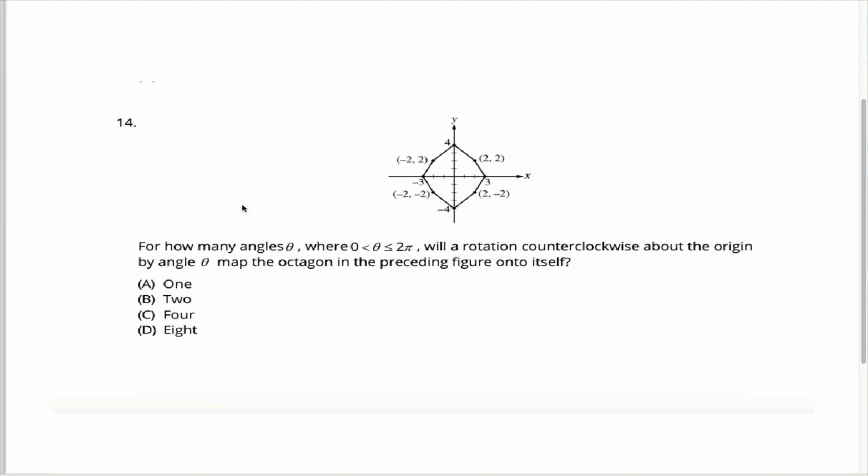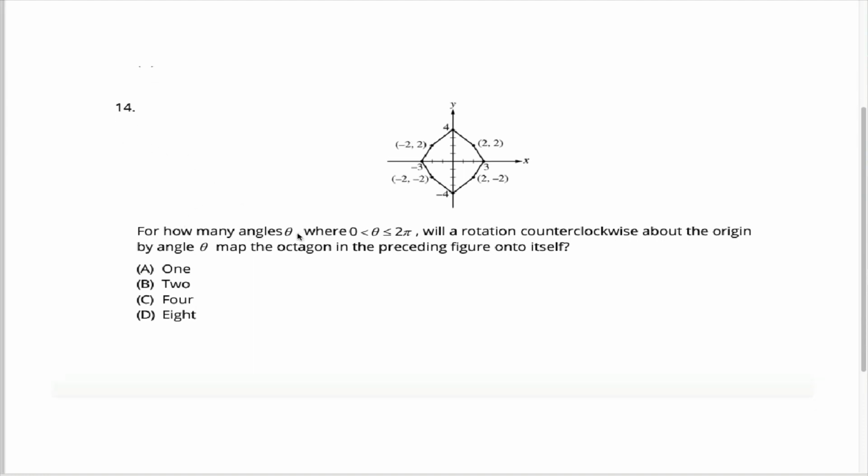Question 14 is some geometry. In this question, we're asked how many angles, where the angle is strictly greater than 0, but less than or equal to 2 pi. If you're not comfortable with your angle being measured in radians, you can convert these to degrees by remembering that pi radians is the same as 180 degrees. So really what's going on is our angle theta here has to be strictly greater than 0, but less than or equal to 360 degrees.